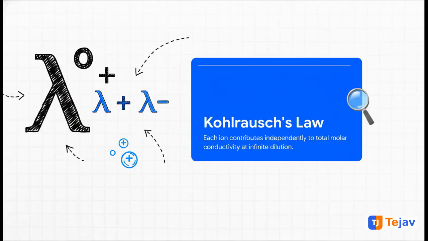Now, what's really cool about this is how simple the math actually is. You literally just add the independent pieces together. Kohlrausch's law states that the limiting molar conductivity of an electrolyte, that's the big lambda with the degree symbol representing infinite dilution, is just the sum of the individual contributions of the cation and the anion. Small lambda plus plus small lambda minus. That's it. No complex calculus, just straightforward, simple addition.